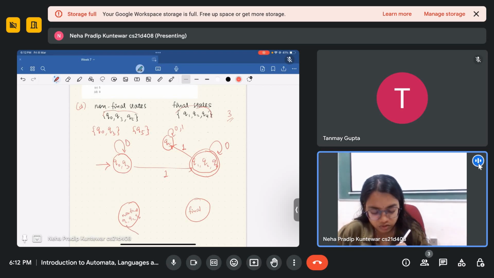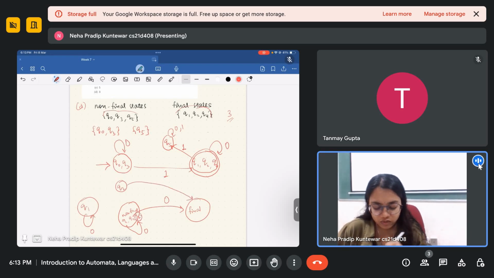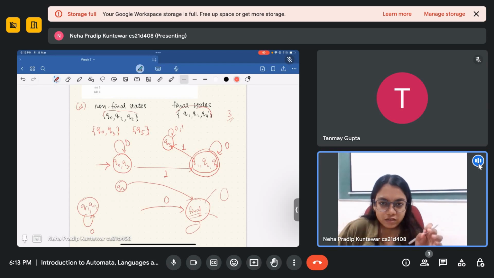So suppose Q1 on 0 stays here, but Q2 on 0 goes to, let's say, a final state. In that case, what we will do is we will split this. So Q1 will be some other state because its behavior is that it stays here. Then Q2 will become a state that goes here. But let's say Q3, for example, behaves the same as Q1, then Q3 will be here and we will remove this state. Then you do the same with final states also. This will also get split and so on. So finally, when you can't split further, you get a DFA which is the minimum in that sense.